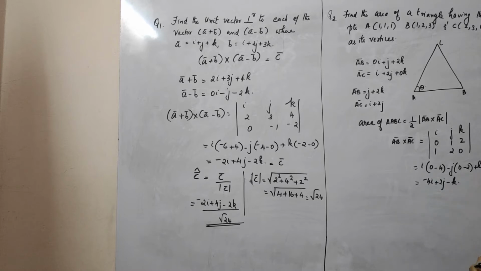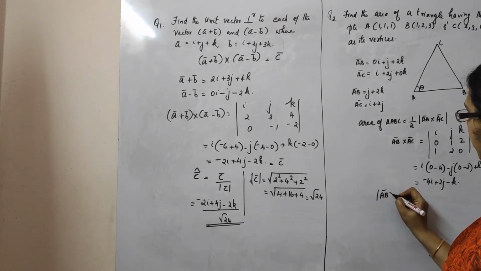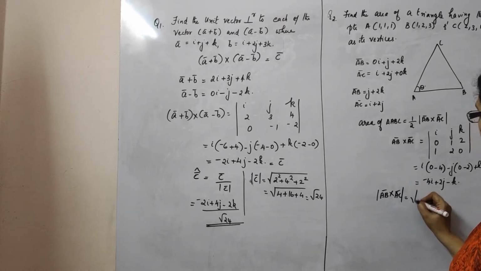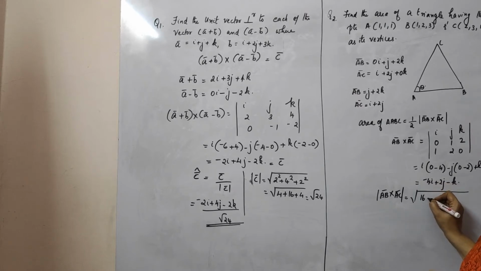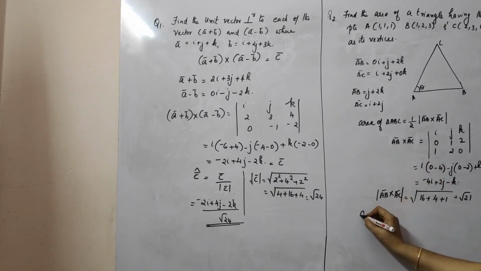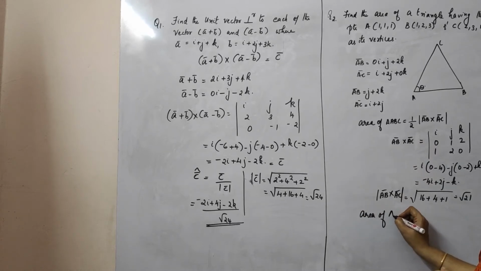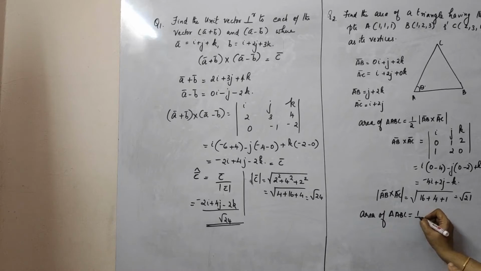So this is the cross product of AB cross AC. So this is the determinant value. Now I find the magnitude of this. That is, magnitude of vector AB cross vector AC is equal to the square root of negative 4 square, that is 16, plus 4 plus 1. So what do you get? Root of 21. So finally, the area of triangle ABC is equal to half into root 21 square units. Fine. So this is the area of triangle ABC.